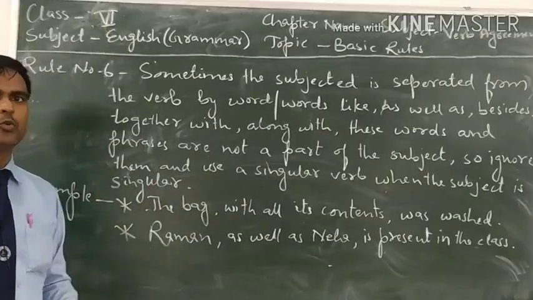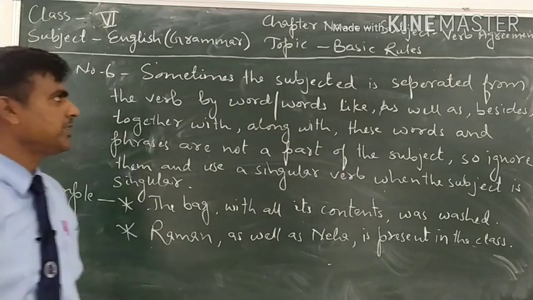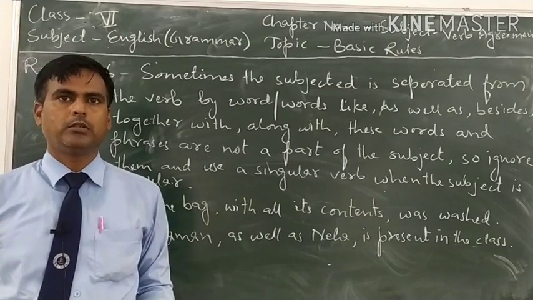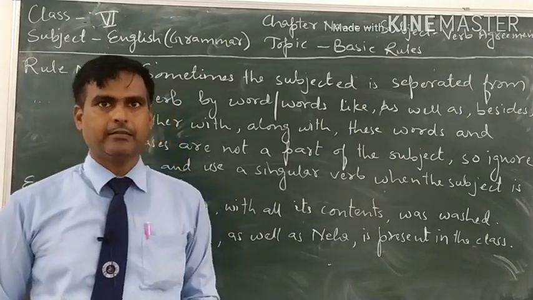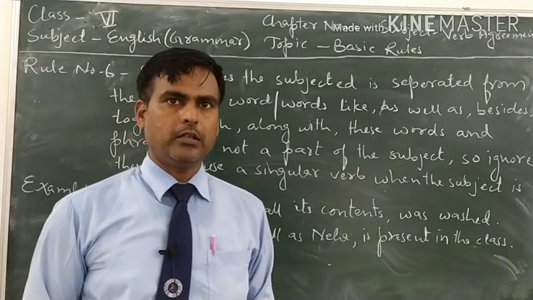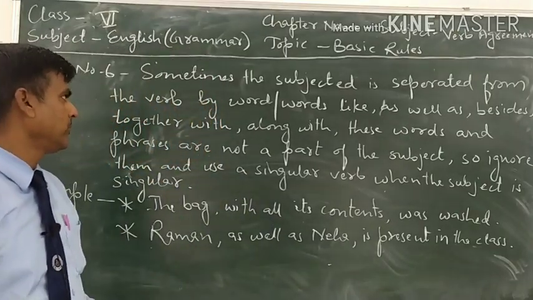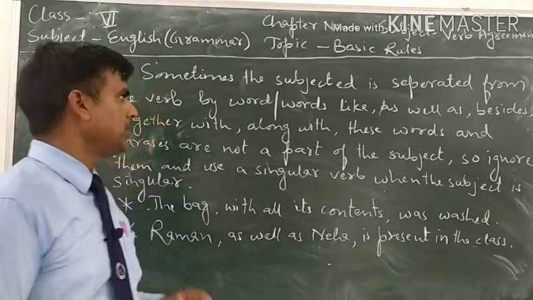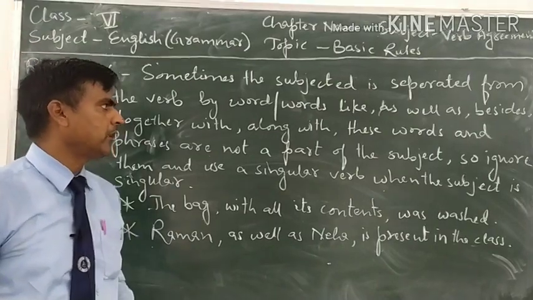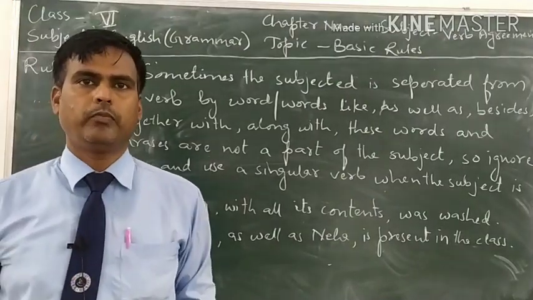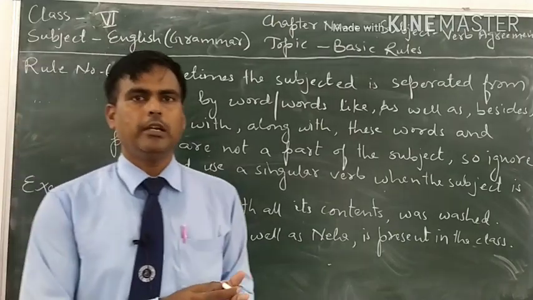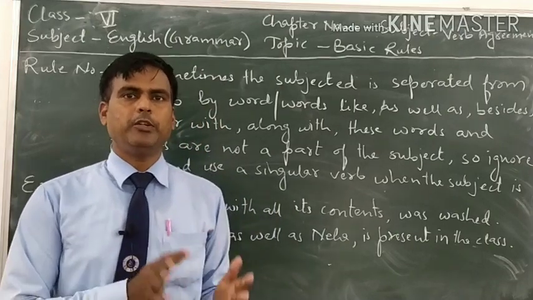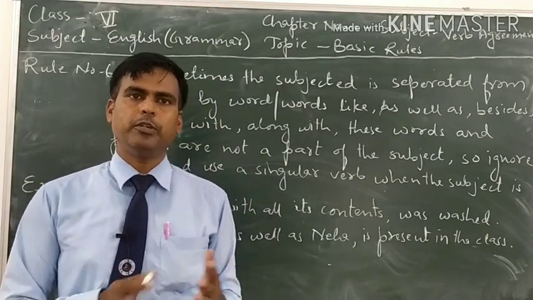The next rule is: sometimes the subject is separated from the verb by a word or words like as well as, besides, together, altogether, along with. These words and phrases are not a part of the subject, so ignore them. If the subject is singular, you use a singular verb. And if the subject is plural, you use a plural verb.